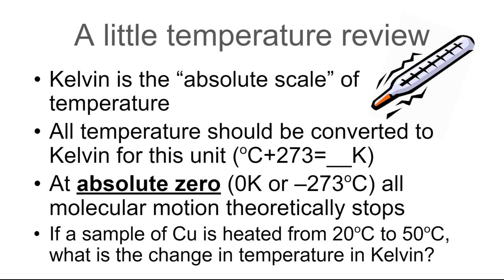So here's a question I have for you, and this is an important question. I didn't put a Pear Deck question stopper here, but it's really important because it's going to show up on a test. If a sample of copper or anything is heated from 20 degrees to 50 degrees Celsius, how much does that change the temperature in Kelvin? Well, as you go up by 1 degree Celsius, you're also going up by 1 Kelvin. So really, you're going up from 293 Kelvin to 323 Kelvin, and the difference there is 30. So if you're changing by 30 degrees Celsius, you're changing by 30 Kelvin.